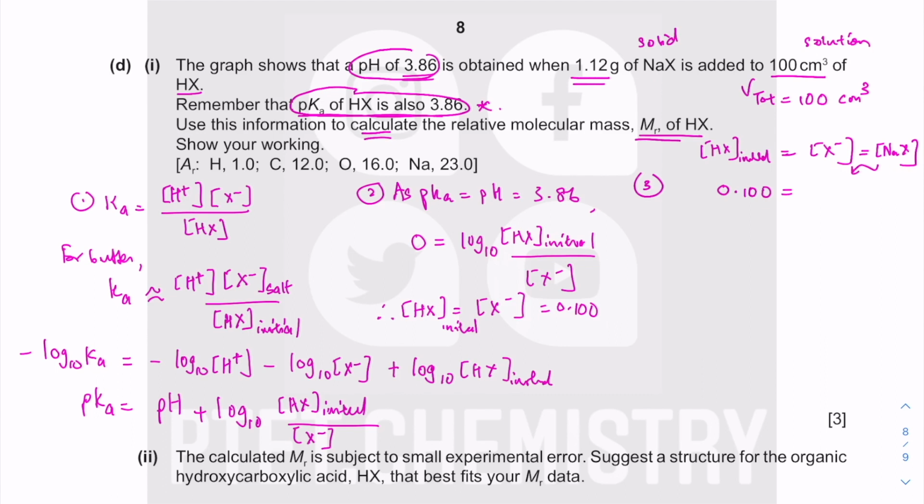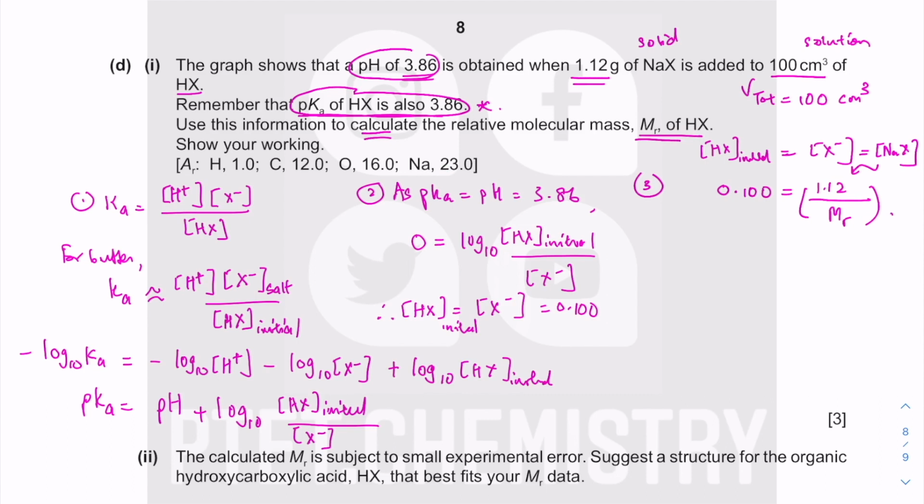Okay, so this is also equal to the concentration of NaX, because the NaX gives you the X minus. So what is the concentration of NaX? It's going to be the mass of the NaX divided by the MR of the NaX. Never mind. I think the MR of the NaX is what I want to find, because then I can take away the Na and find out the X, and then I can work out the MR of the HX.